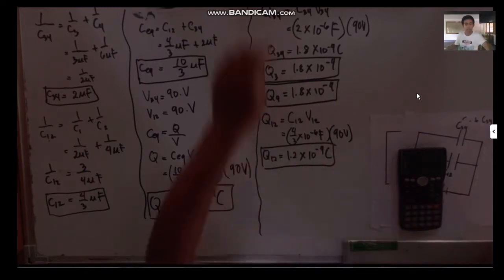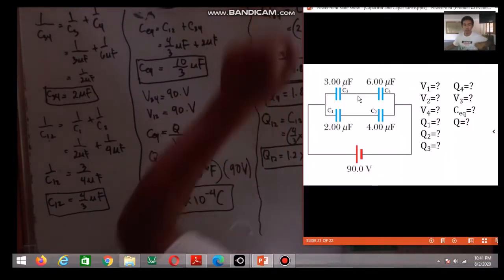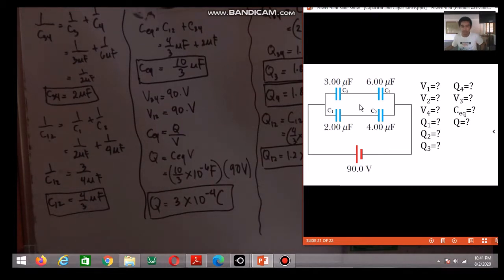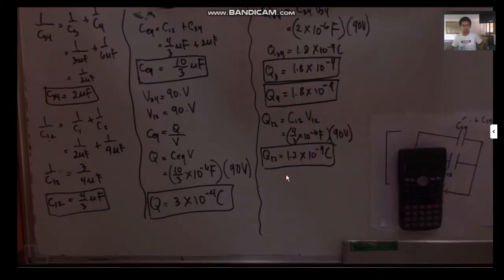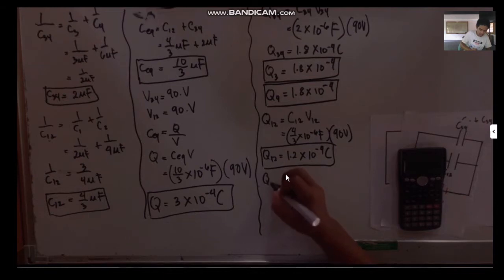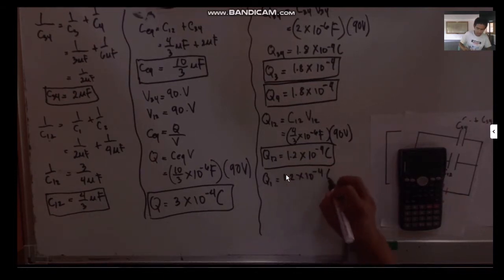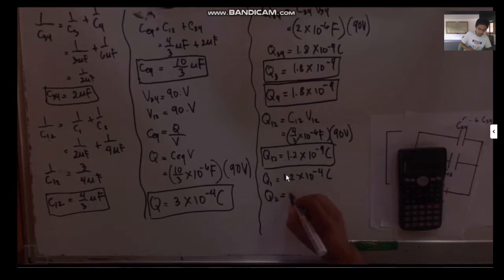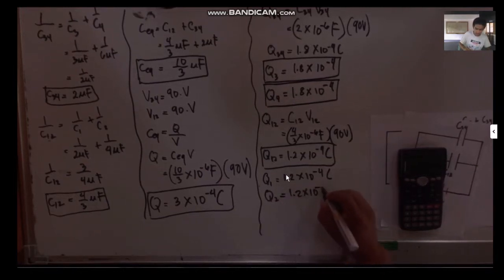Since C1 and C2 are connected in series, what is equal for every capacitor? That is the charge. So the charge 1, 2 is equal to the charge 1 and charge 2. Right? So Q1 equals 1.2 times 10 to negative 4 coulomb, and Q2 is also 1.2 times 10 to negative 4 coulomb.